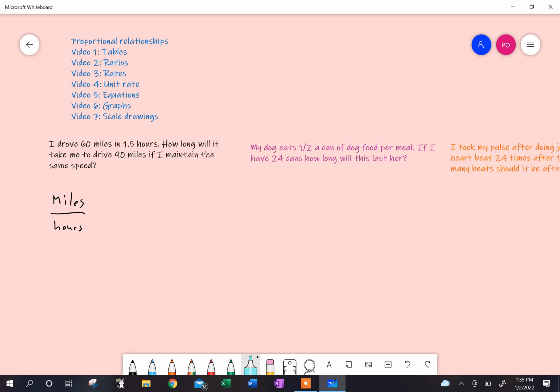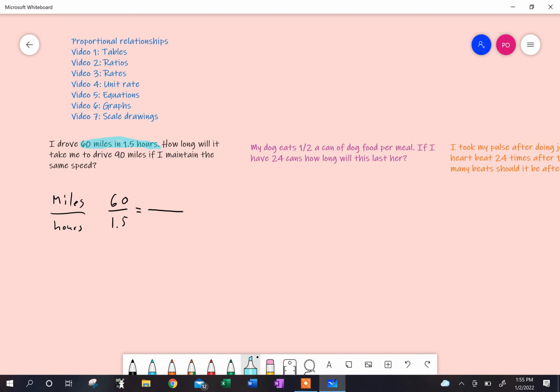So now let's take a look at what information I have. I know that 60 miles took me 1.5 hours. So I'm going to write down 60 over 1.5. If you're wondering why, it's because the 60 goes with the miles and the 1.5 goes with the hours. Now this is why it's so important.